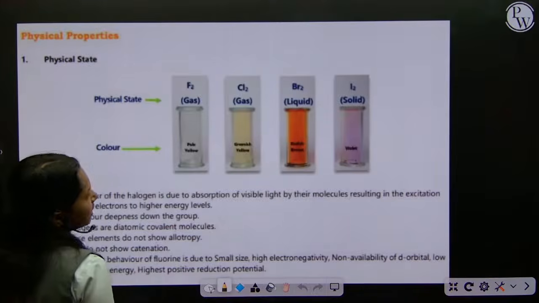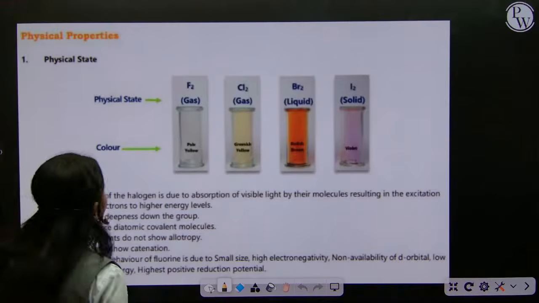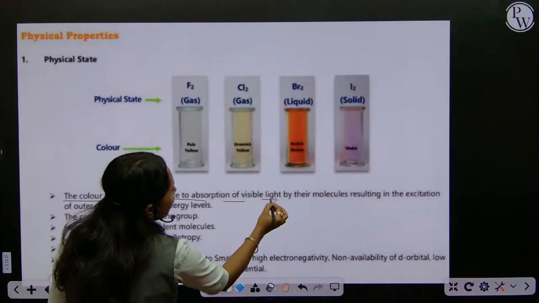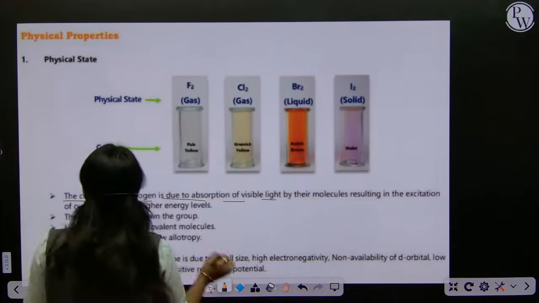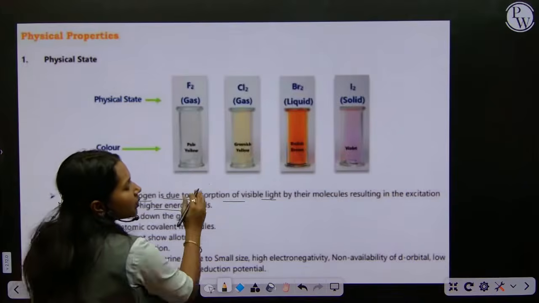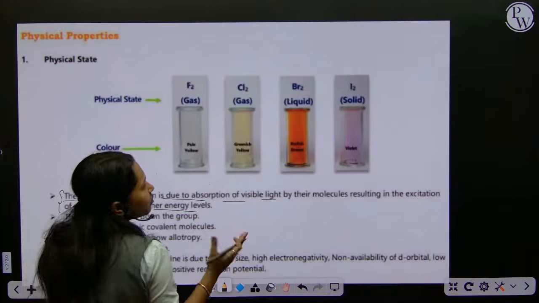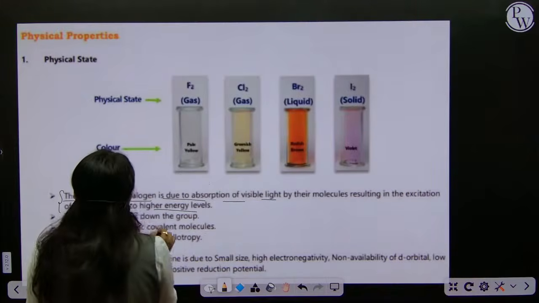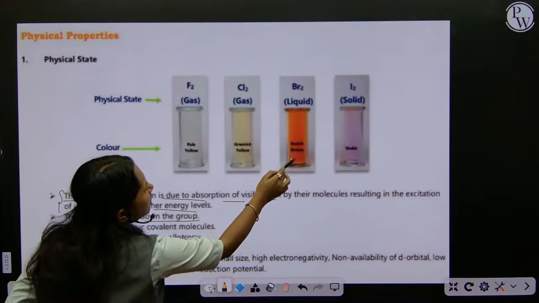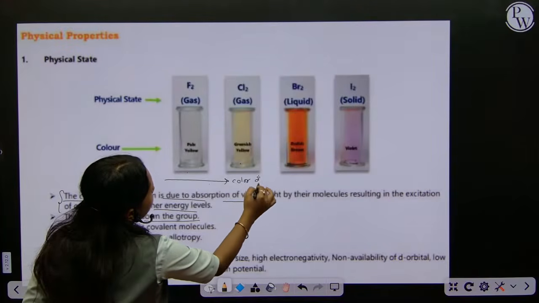Then physical state. F2 is a gas, Cl2 is a gas, Br2 is a liquid and I2 is a solid. The color of halogens is due to the absorption of visible light by their molecules, resulting in excitation of outer electrons to higher energy levels. Remember these colors because they have mentioned specifically physical and chemical behavior. The color goes down the group: pale yellow, greenish yellow, reddish brown, and violet. As you go down the group, color deepens.